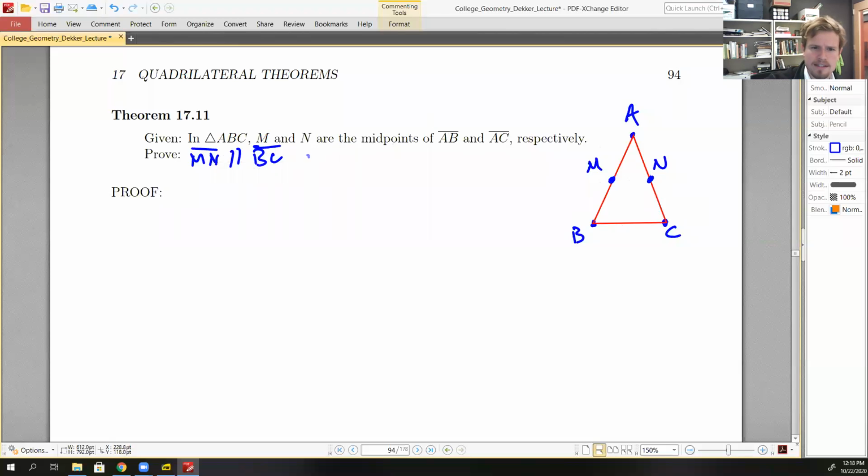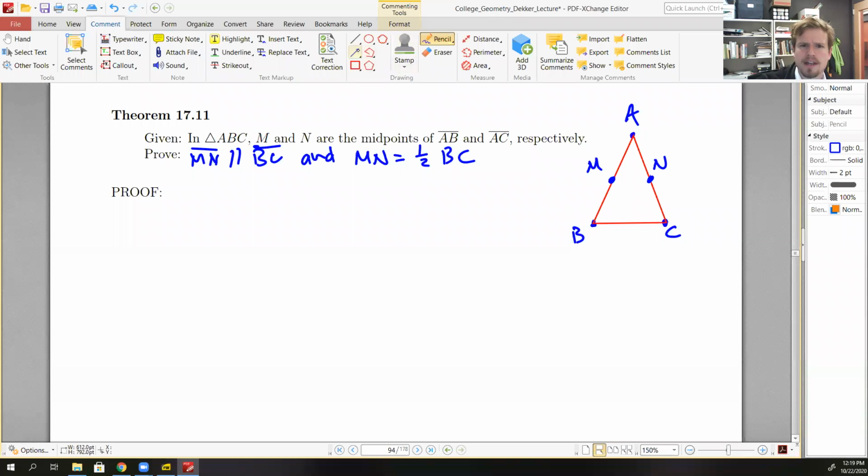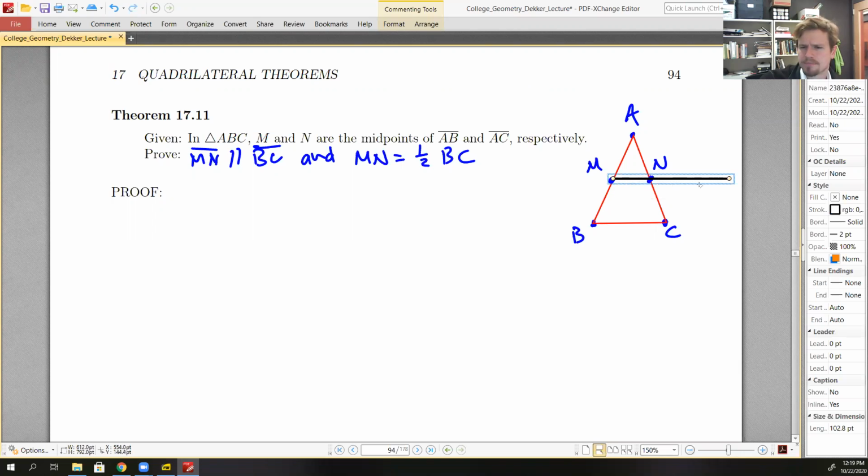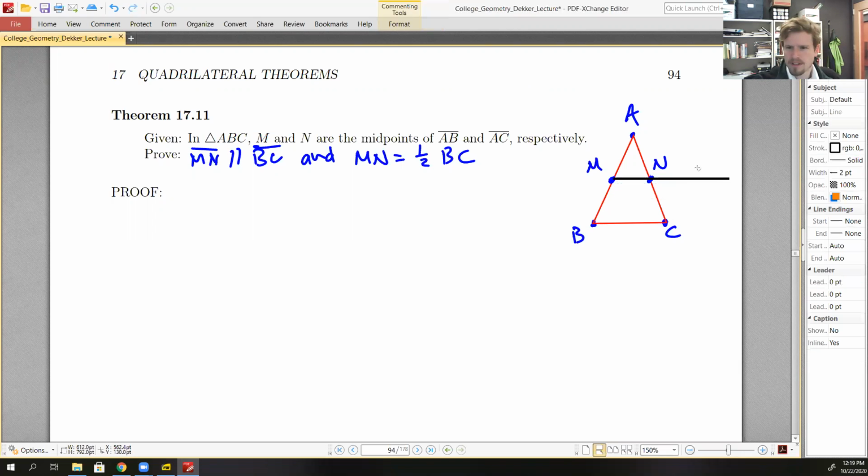Furthermore, the distance from M to N is 1/2 of the distance from B to C. And this seems a little bit weird. It really seems a little strange. So let's take a look at what we're trying to say here. We're trying to say that the line passing through M and N is parallel to BC. So this line and that line are parallel, and that this distance is 1/2 that distance.